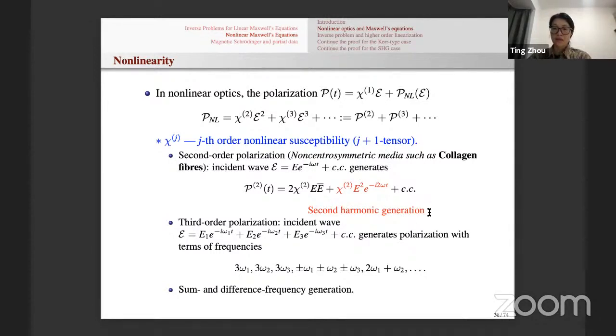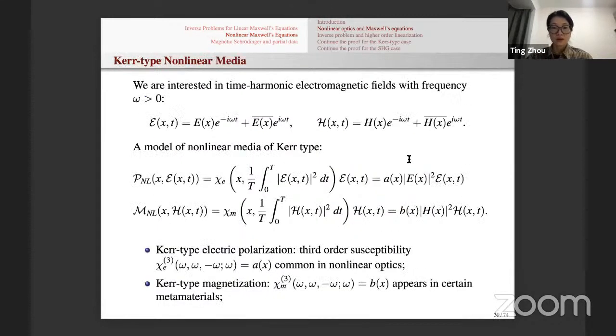And what we are focusing on here, one nonlinearity is called the Kerr type, the other is called the second harmonic generation. Okay. So for the Kerr type, we assume our electromagnetic fields are time-dependent solutions for the time-dependent Maxwell's equations of this kind of format.